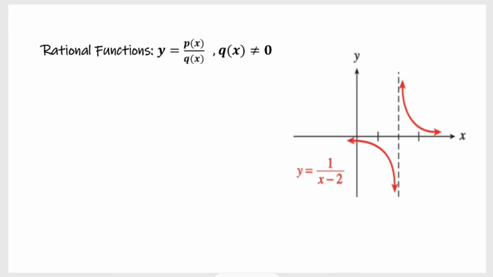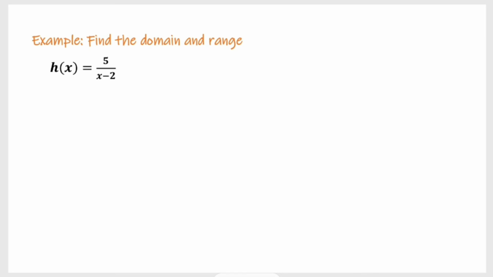They are in the form of p of x over q of x, where q of x should not be equal to 0. Obviously, they are in fraction form, so we have to make sure that the denominator is not 0. The values where the denominator is 0 will not be included in the domain. As for the range, the best way is to find the domain of its inverse or by looking at its graph.